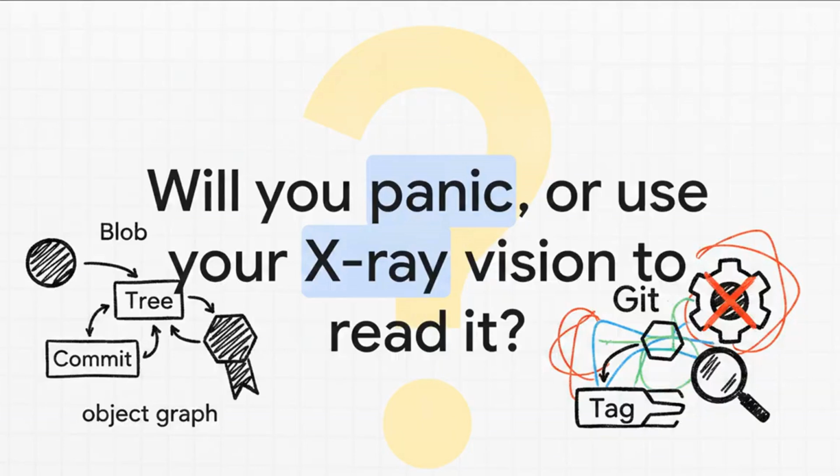So I leave you with this challenge. Next time you see a scary Git error pop up on your screen, are you going to panic? Or are you going to use your new X-ray vision to simply read the object graph? You have the tools now. Go use them.